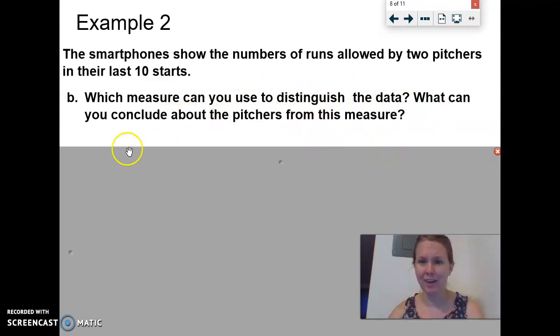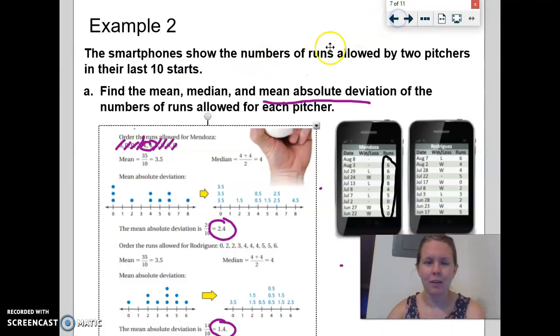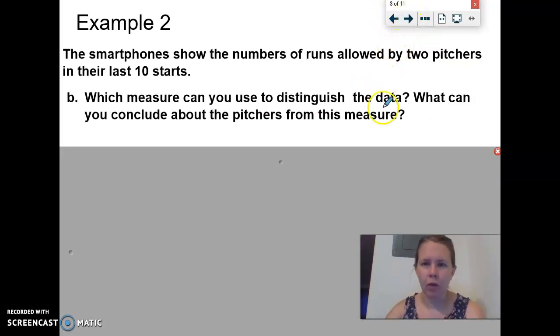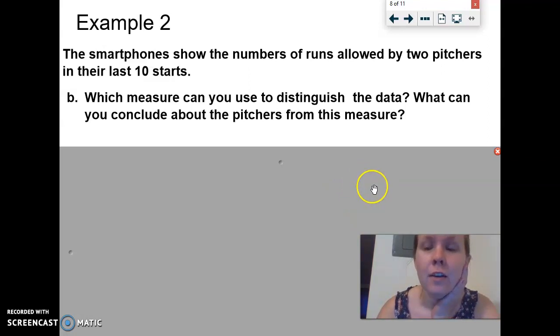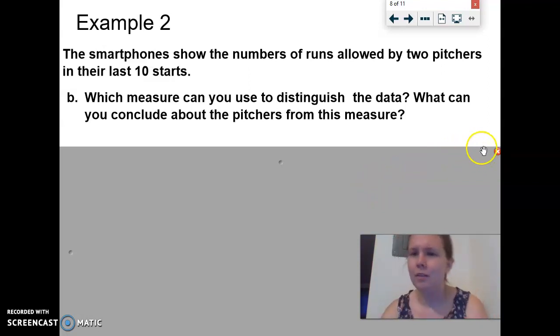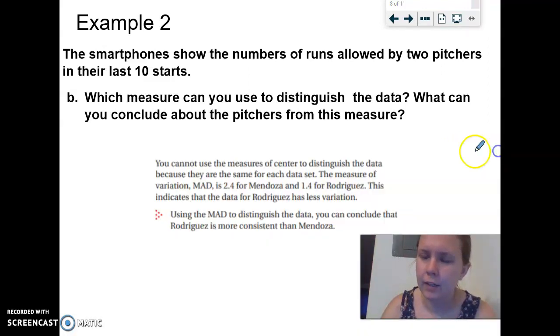So I actually started talking about this already just by explaining it to you guys, because we notice that the means are the same and the medians are the same. So the biggest thing and the way you're going to be able to identify between the two is using that MAD. And I explained what happens when you get a larger number or a smaller number. We'll take a look at what they had to say specifically. But your code word for this lesson is pillow. Okay, pillow. All right, let's take a look.